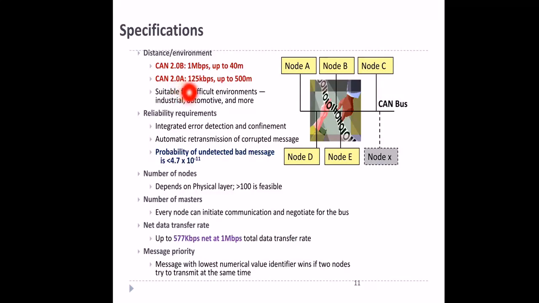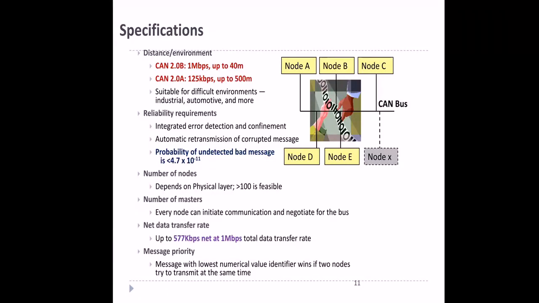CAN 2.0A is 125 kbps, up to 500 meters, and CAN 2.0B is 1 Mbps up to 40 meters. You can also transmit more than 40 meters, which we'll see in upcoming tutorials. But if we increase this length, then the speed will decrease. It is suitable for difficult environments: industrial, automotive, and even home appliances.